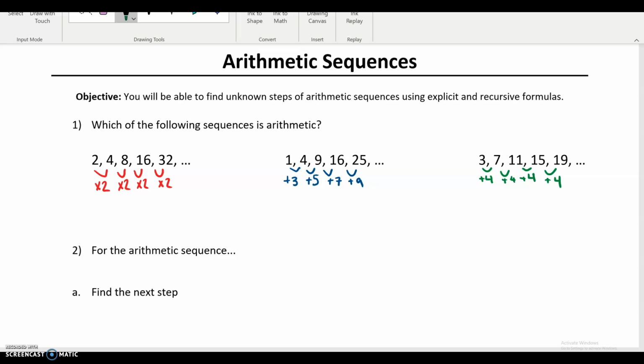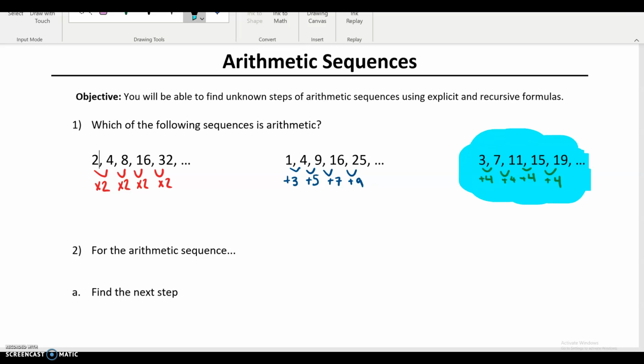So the first one, you're multiplying by 2 to get the next one. The next one is interesting. You add 3, and then you add 5, and then you add 7, you add 9. And the last one, you just add a constant 4 each time. And the one that's arithmetic is the last one. And this is the type of sequence we're going to talk about today. In the future, we'll talk about the other ones.